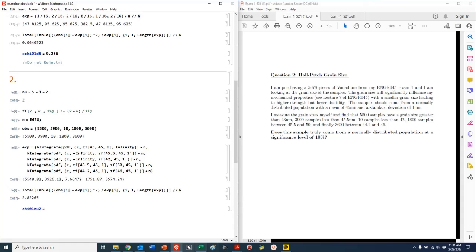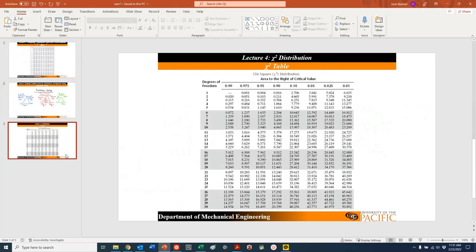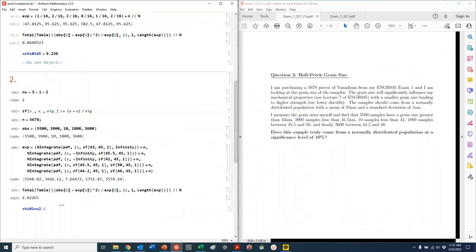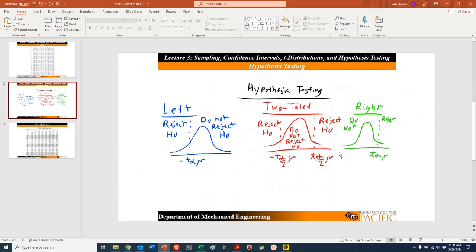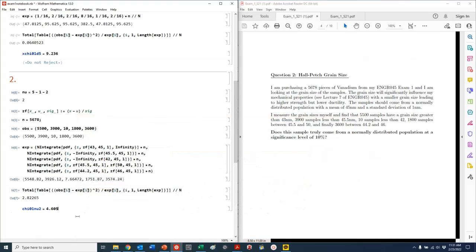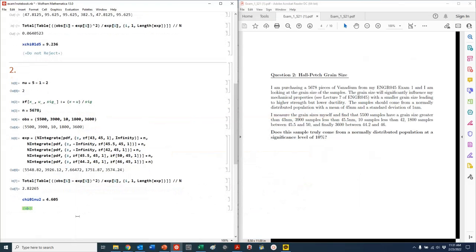And then I can go ahead and look up on my little table here. So a nu of 2, my value is 4.605. And then I could go ahead and use that same value. So right tail test. So I am again in the do not reject.